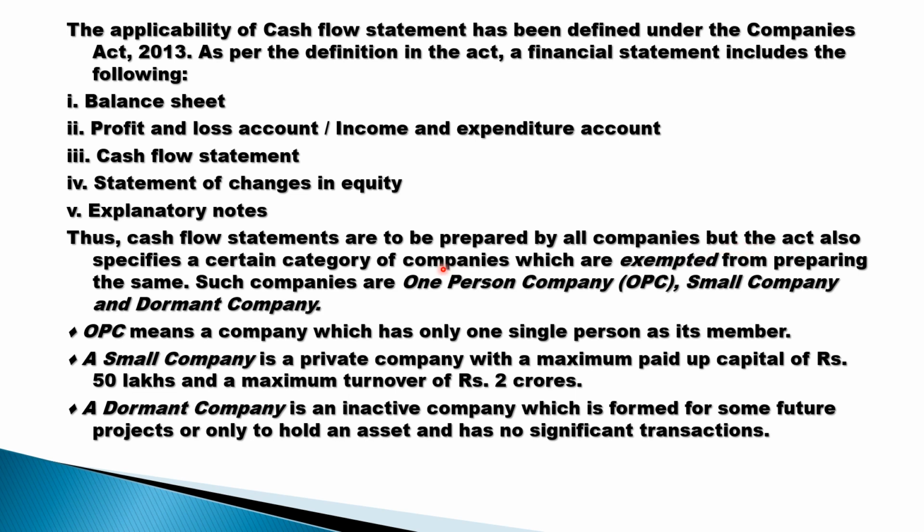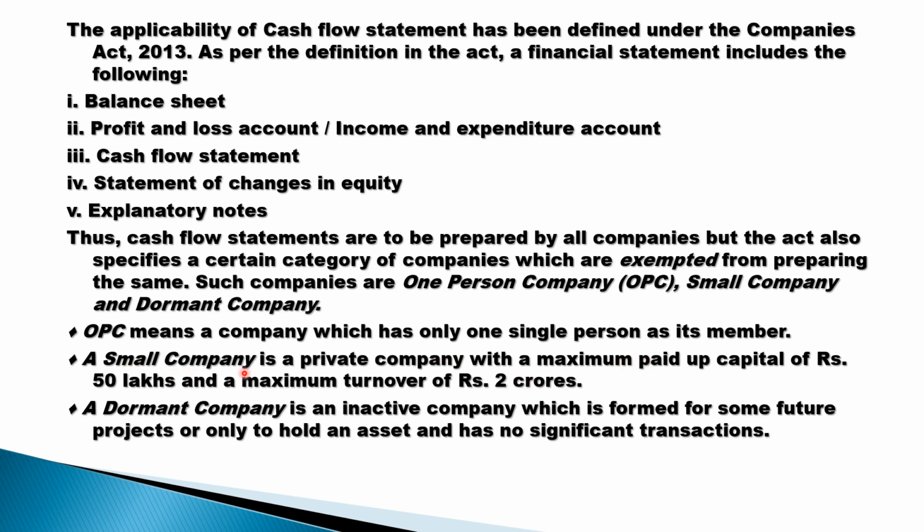But the Act also specifies a certain category of companies which are exempted from preparing the same. Generally, all companies have to prepare a cash flow statement, but certain companies are exempted. What are those companies? One person company is called OPC, small and dormant company. One person company means a company which has only a single person as its member.